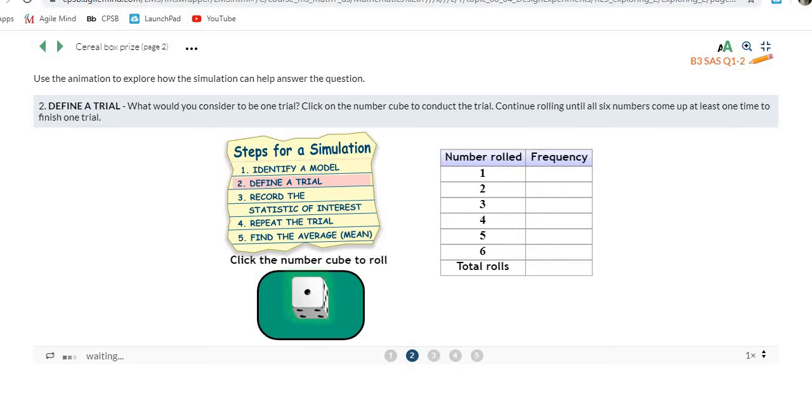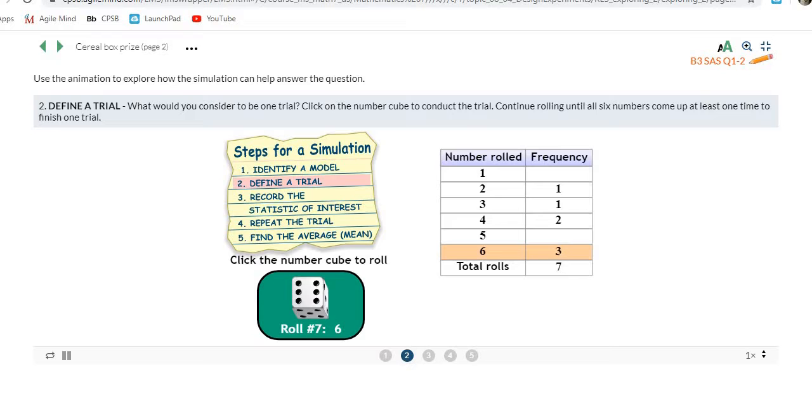There are 6 sides. I want to see how many total rolls it takes to get all 6 puzzle pieces. And remember, each side is representing a puzzle piece. So I roll once. I've got 1 puzzle piece. I've got 2. 3. Going good so far. Oh, no. I still got 3. I got 4.